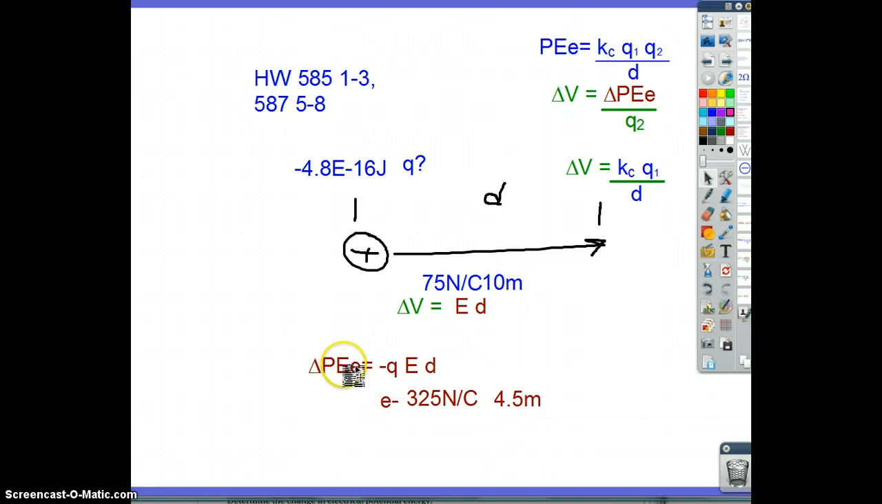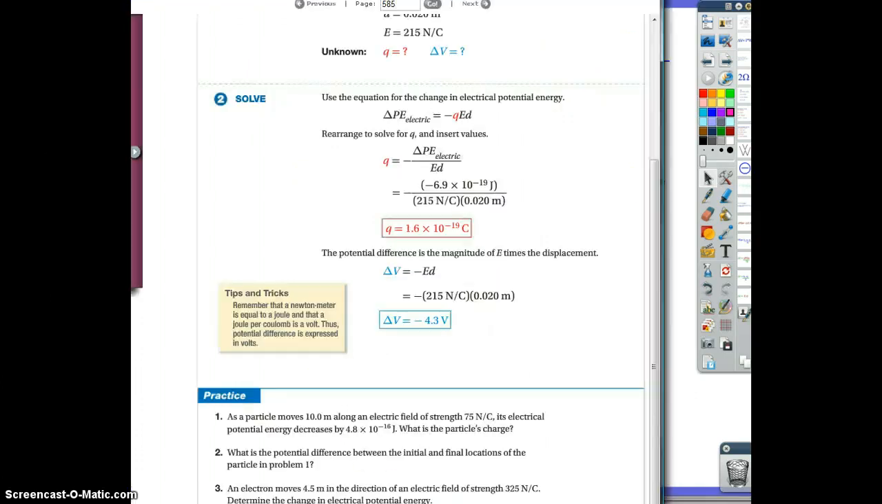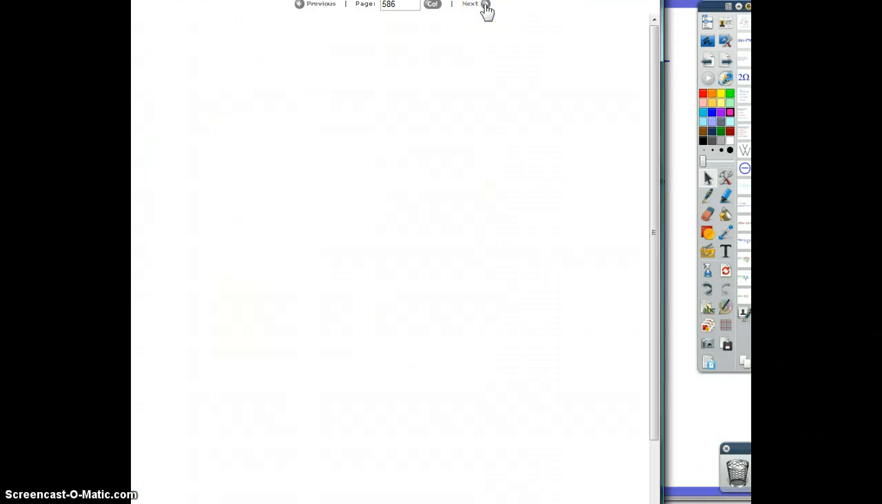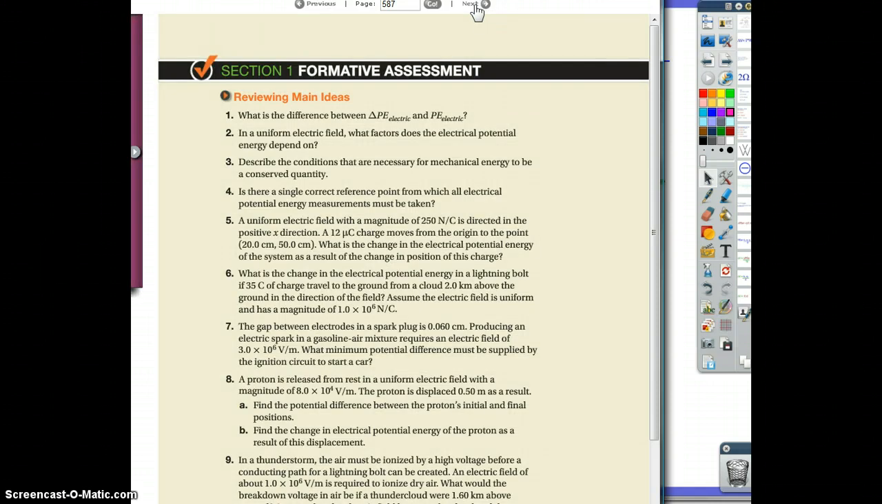Alright, let's go here to the online text and look at the next questions, 5 through 8. Turn one page, turn the other page. I hope you guys are using this online textbook. It's kind of nice not to have to lug a book around.